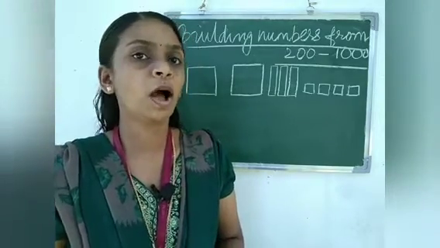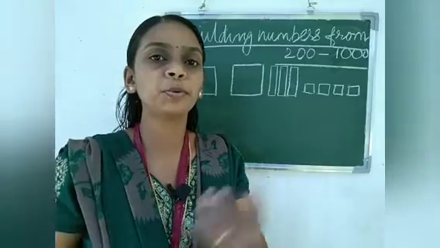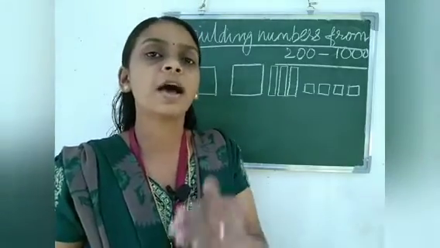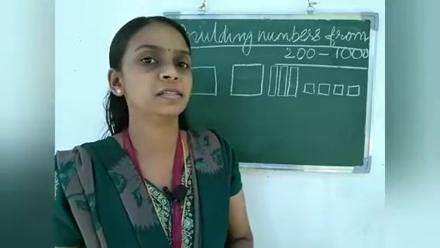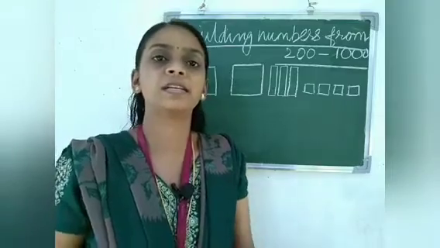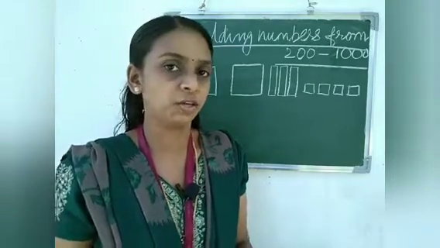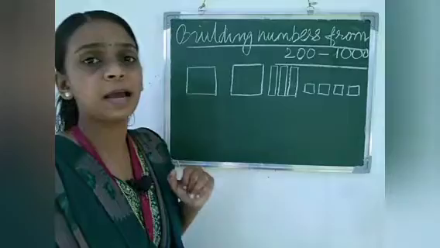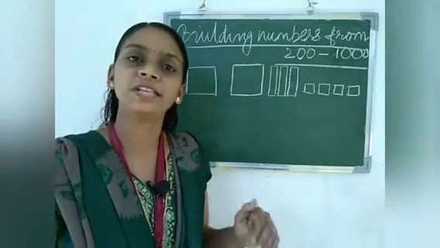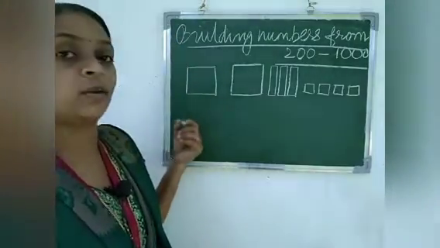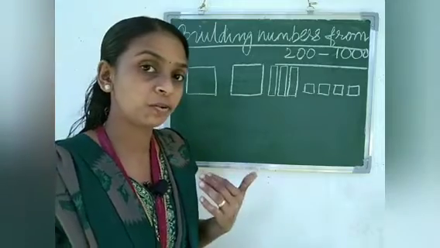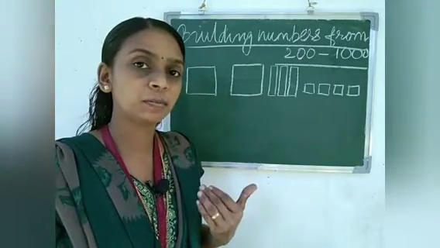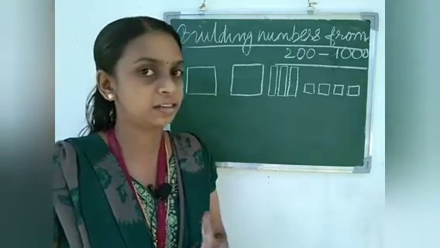So we will look at how we will build the numbers from 200 to 1000, how we will write the numbers, and how we will represent them on a place value chart. In the chapter on numbers up to 200, we studied the big square. Tell me all of you, that big square denotes which place? Yes, it is the hundreds place.